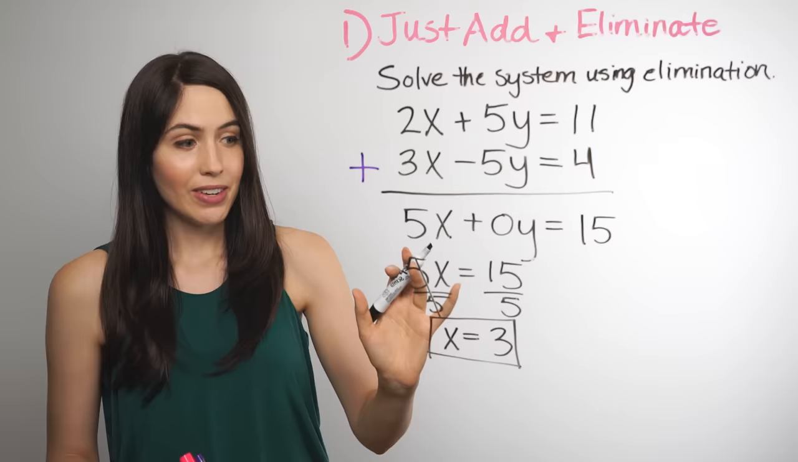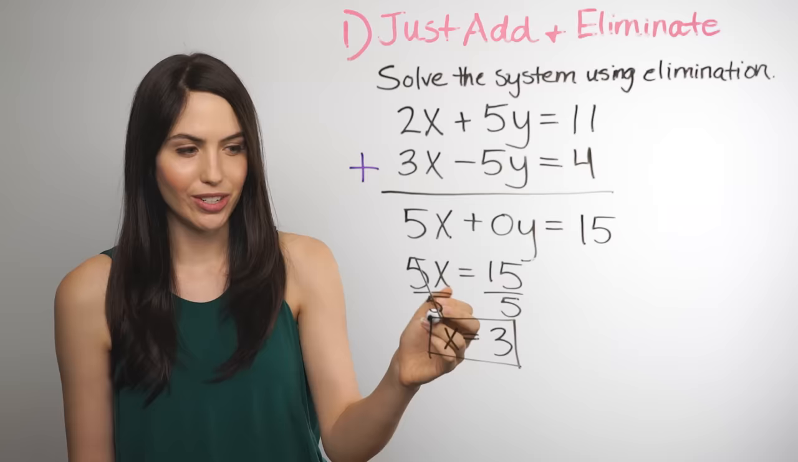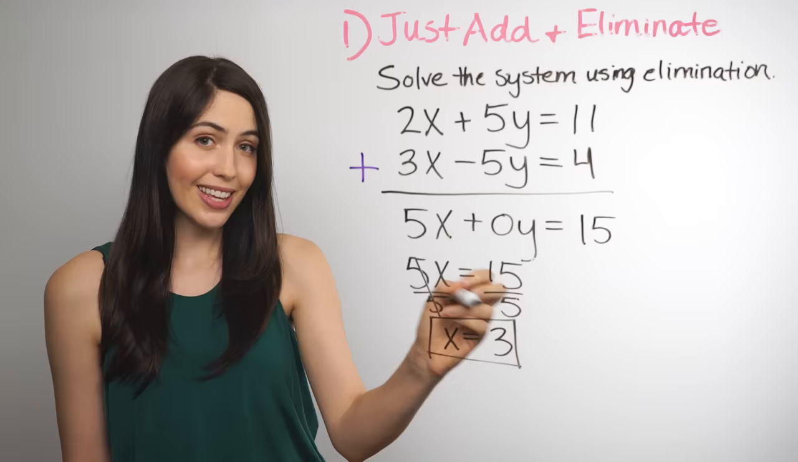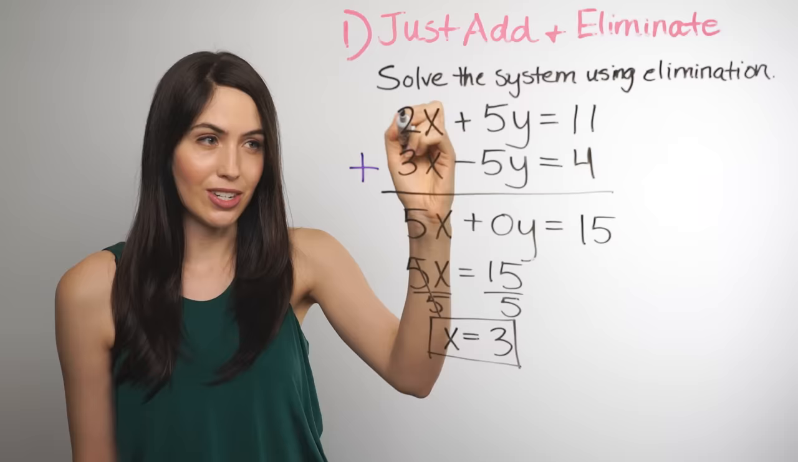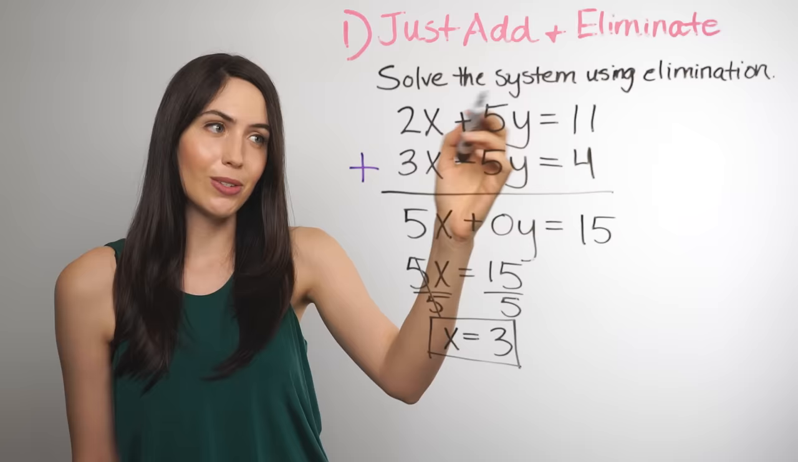That's good, we have a number, but that is not the whole answer, so you're not done. You also have to find y, unfortunately. The whole solution will have x and y in it. How do we get y? We take the x number we just found and plug it into an original equation, either of the original equations up here. So you can pick whichever one. I'm going to pick the first one, and we take 3 and plug it in for x.